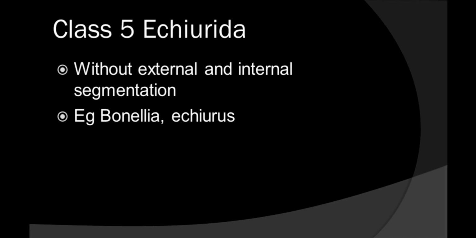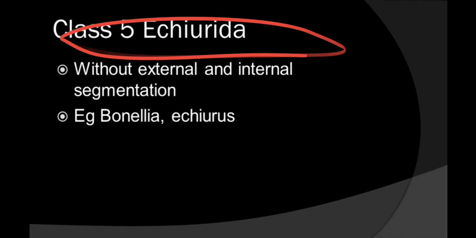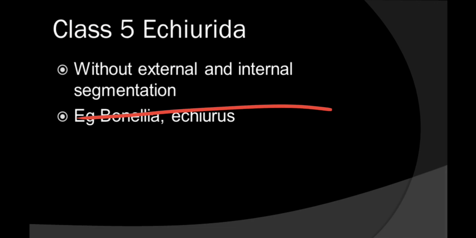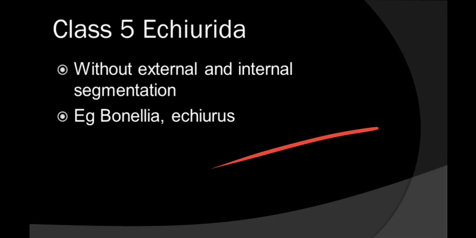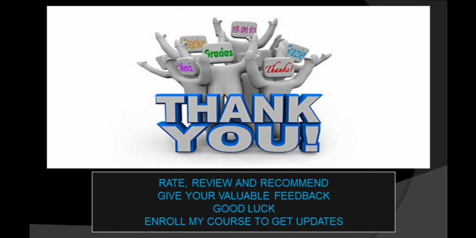Now the last class is Achiurida. Here external and internal segmentation is absent, so these organisms are without external and internal segmentation. Examples are Bonellia and Echiurus. So these are the 5 classes of the phylum Annelida. Thank you for watching this.